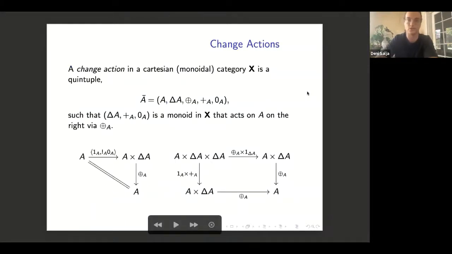So a change action in a Cartesian monoidal category X is 5 things. Well, it's really 2 things. It's an object A and a monoid delta A with plus A and 0A as the multiplication and unit, and that monoid acts on the object A on the right by this O plus. We should think about delta A as being an object of changes that you're applying to things in A, if these are sets.